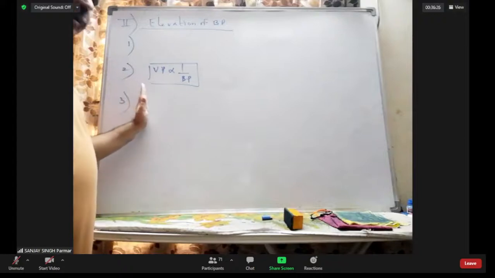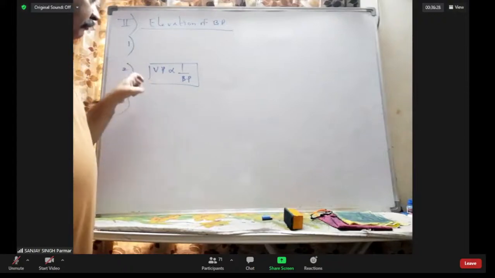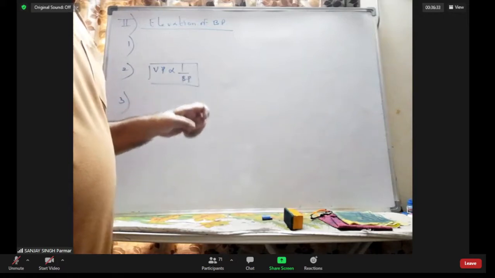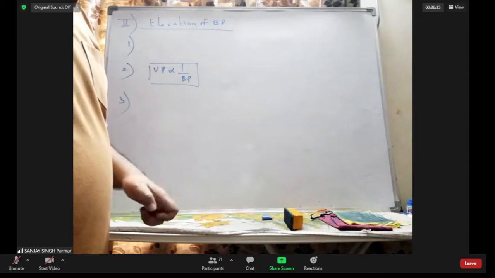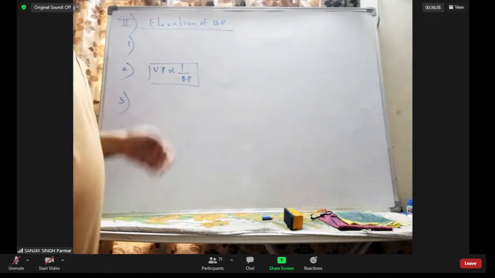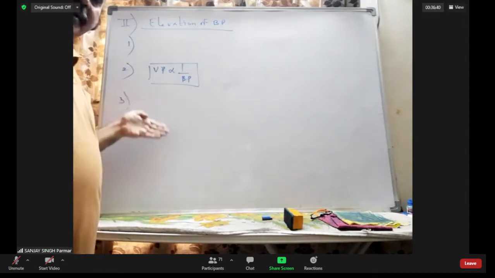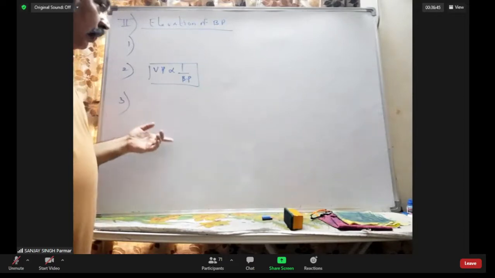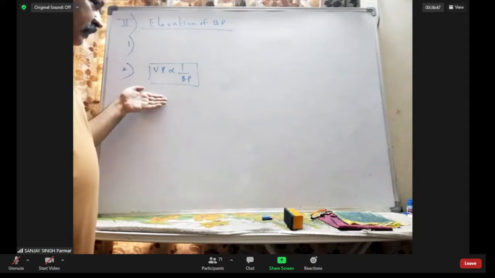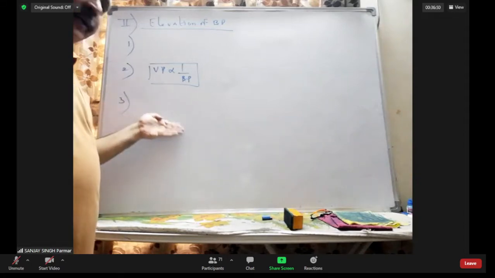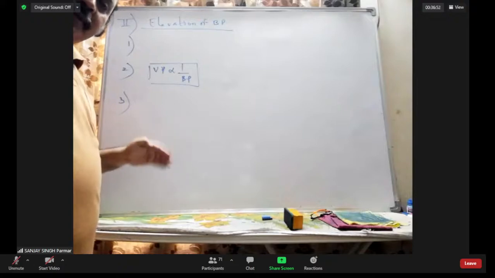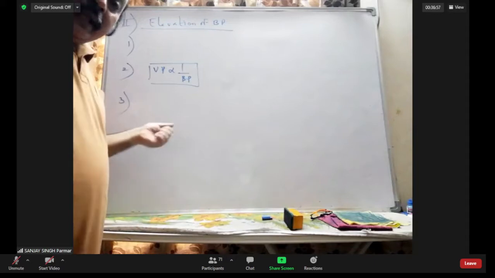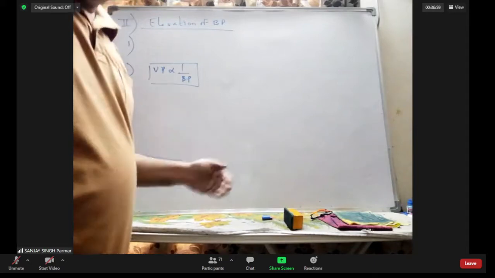Coming to point number third, I have given to you: vapor pressure of the solvent is greater than vapor pressure of the solution. Therefore, the boiling point of the solvent is less than the boiling point of the solution.